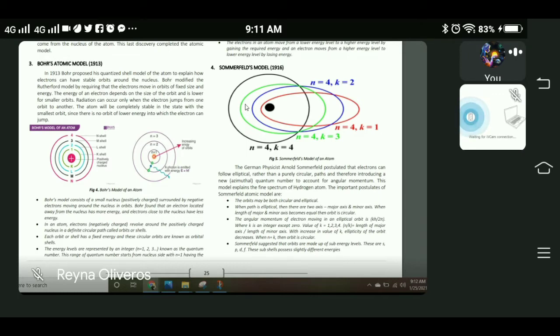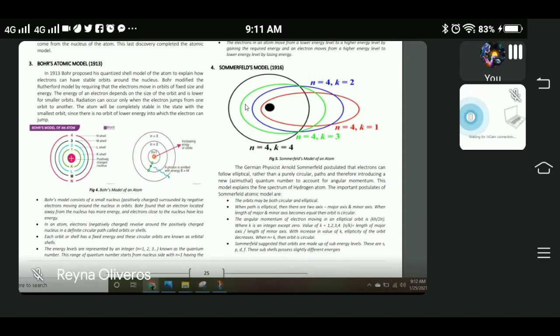From his postulations, he said that electrons can follow elliptical rather than purely circular paths, and he introduced a new quantum number, which we call the azimuthal quantum number, to account for angular momentum. This model explains the fine spectrum of the hydrogen atom. And here are the important postulates of Sommerfeld's atomic model.